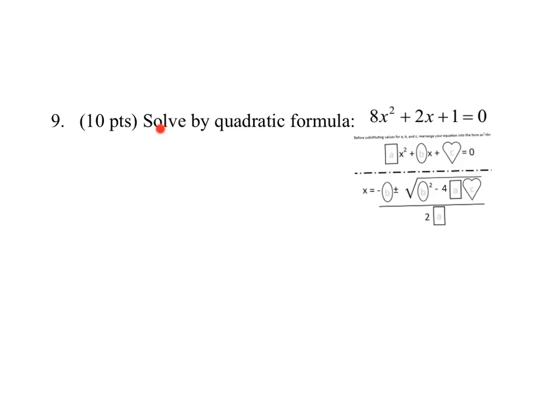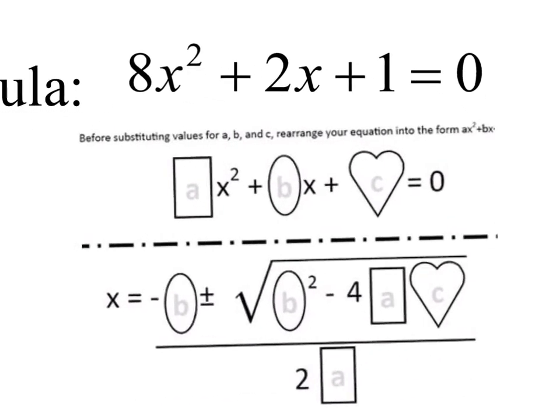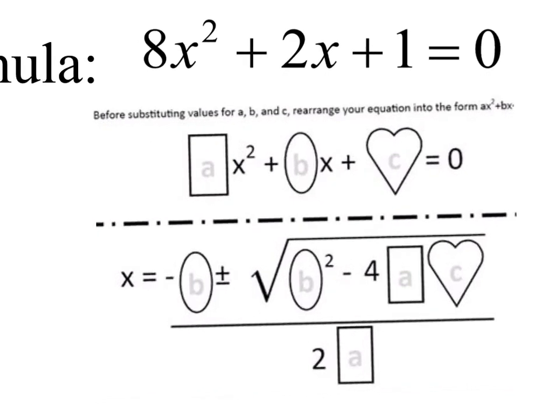Question number 9 asks us to solve using the quadratic formula. And if you're not familiar with the quadratic formula, you really should be. We know that when we're using the quadratic formula, the first thing we need to do is identify a, b, and c. In this case, a is 8, b is 2, and c is +1.